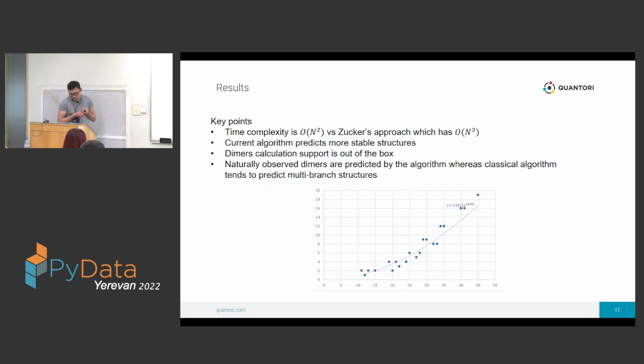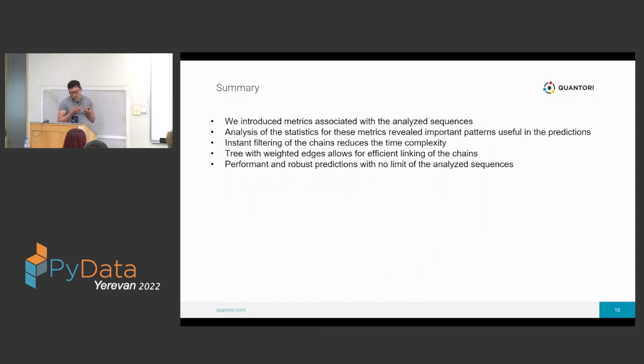So, the thing is that the current algorithm turns out to be finding the most stable structures. In comparison to Zuker, it doesn't stick to multi-branching structures. It finds, I would say, simple foldings, which turn out to be more stable, and that's one of the key features of that algorithm. And here is a summary.